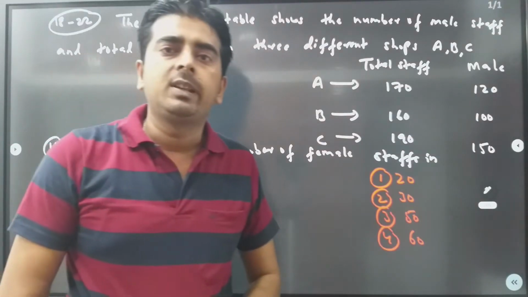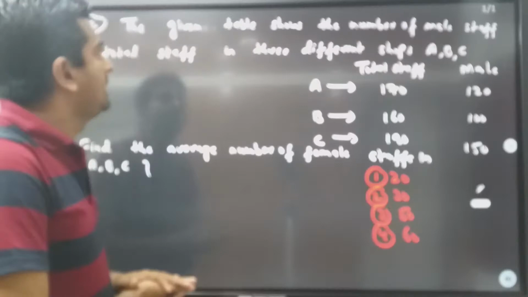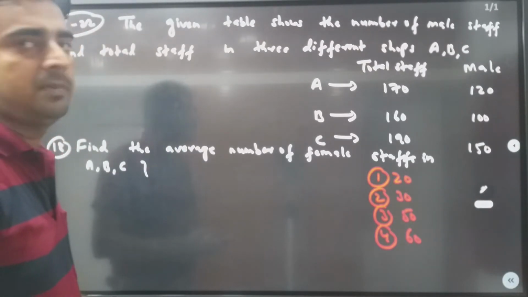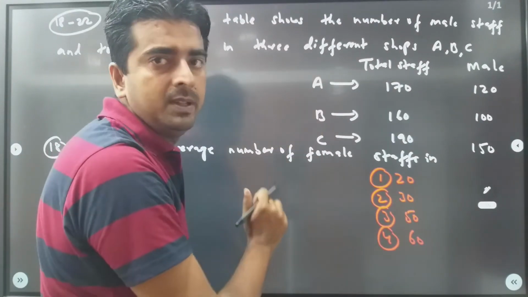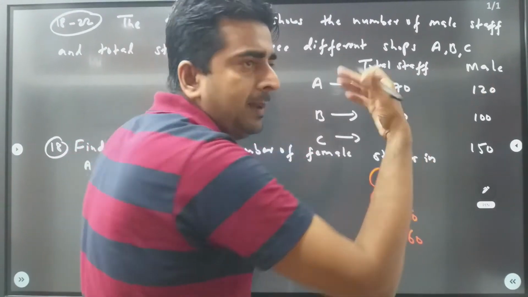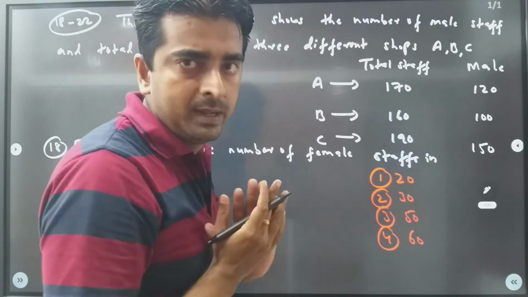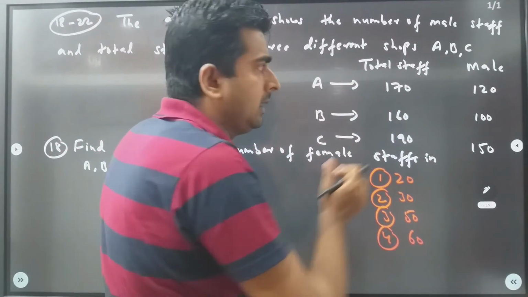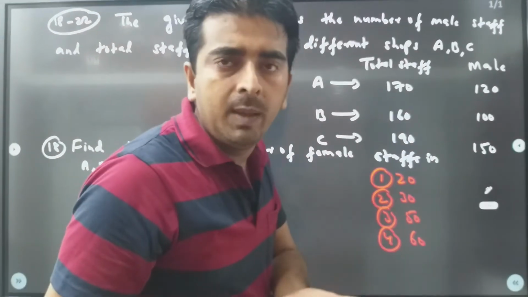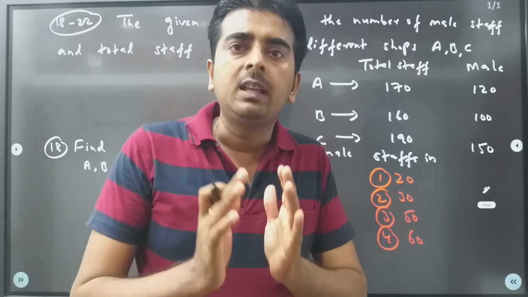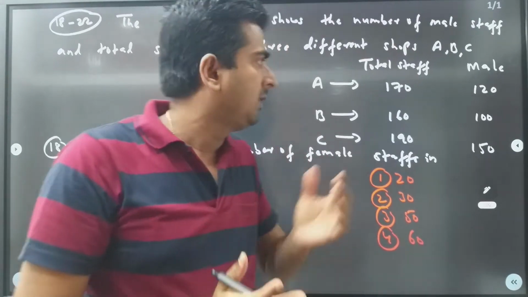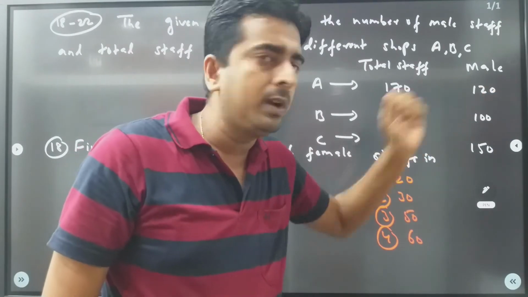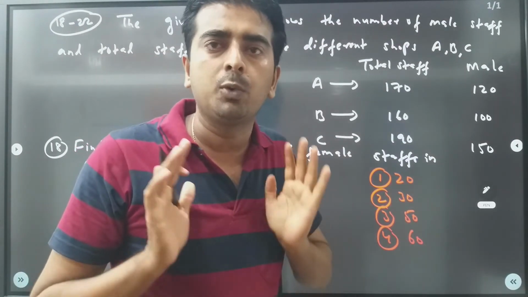So now we will see one set of DI. The given table shows the number of male staff and total number of staff in 3 different shops A, B, C. So you are having 3 different shops A, B, C. Total staff is there. In that, male staff they have given you. From this we can calculate female staff. How? In shop A, total staff is 170, male is 120. So what about female? Total staff is nothing but equal to male plus female only. So total is 170, male is 120. Female will be 170 minus 120, which is 50. So depending upon the question we have to see.